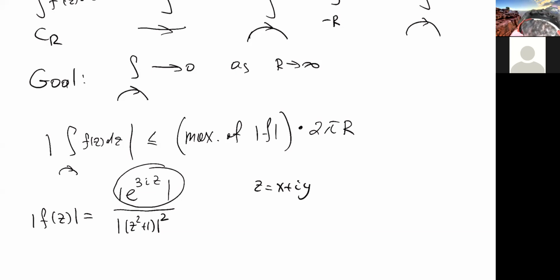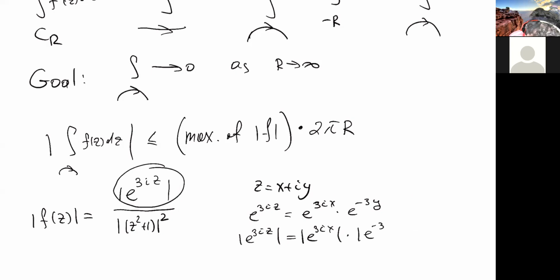So z is x plus iy, means that e to the 3iz, we had this before, is e to the 3ix times e to the -3y. So the absolute value of this is the absolute value of e to the 3ix times the absolute value of e to the -3y. And this is 1. So x is real here, so e to the i times whatever real number, in this case 3x, always has absolute value 1. And this is not 1. But fortunately for us, it's less or equal to 1.